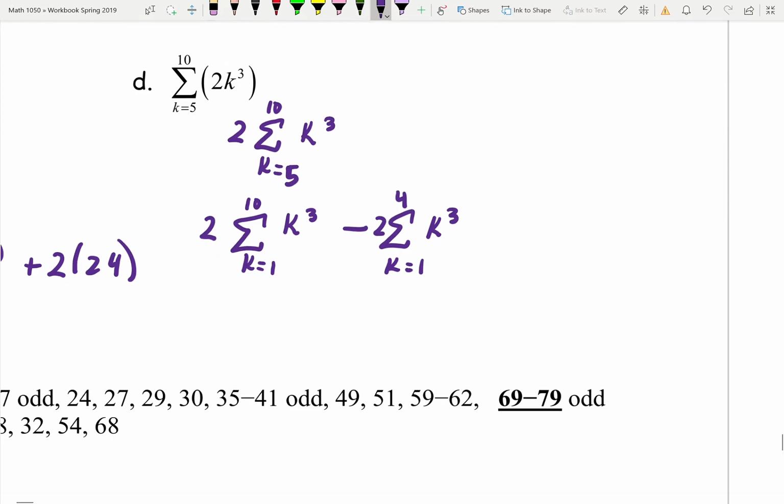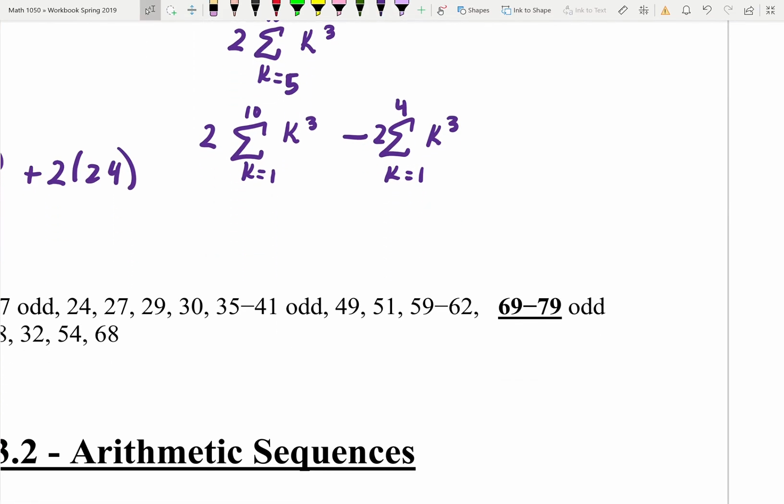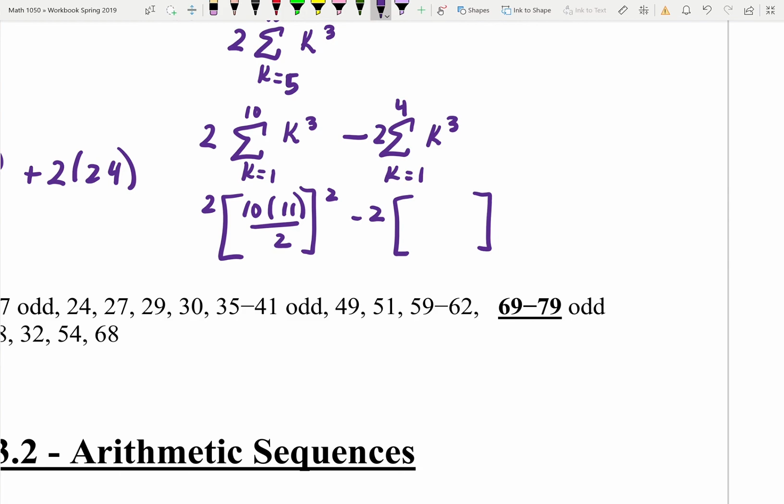Okay, great. Now look at that formula for k to the third. I know my value of n is 10. So I'm going to go 2 bracket 10 plus 1 is 11 over 2, whole thing squared. Next guy, minus 2. This is the k to the third formula. I know that n is 4. So 4 plus 1 is a 5, all over 2, whole thing squared.